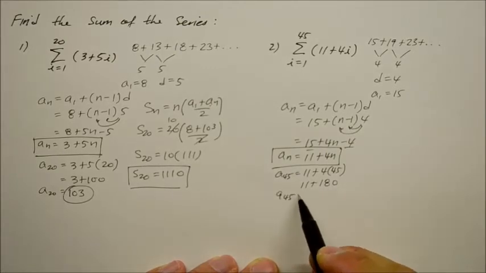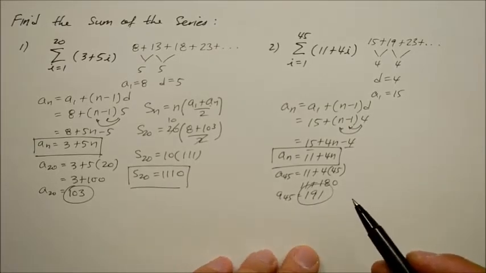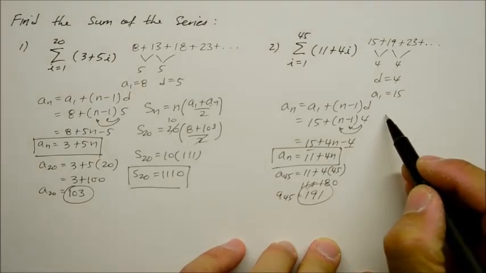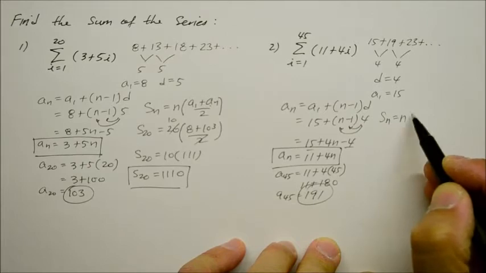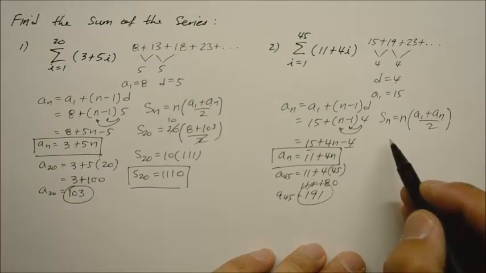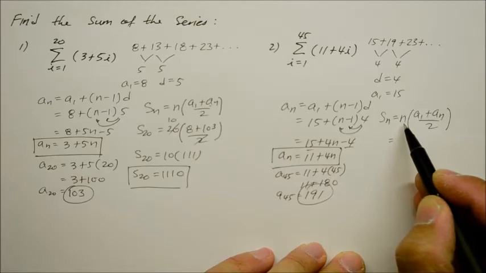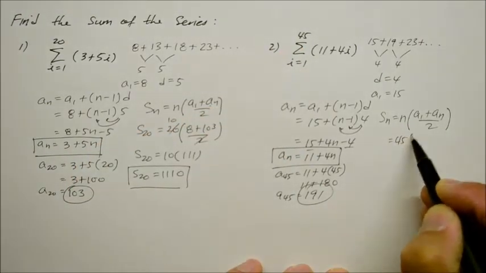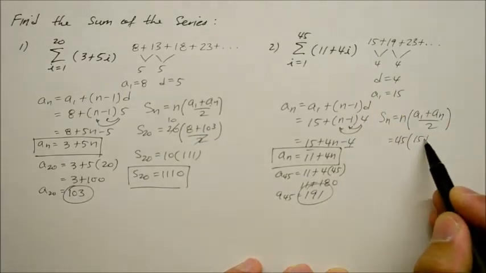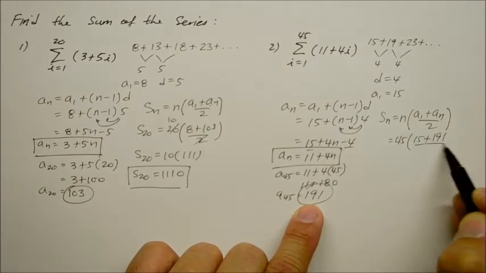And so the 45th position number, 11 plus 180, is going to be 191. Good. So now we could use the sum of finite arithmetic series rule, which is written as S of n is equal to n times a sub 1 plus a sub n divided by 2. And so we're trying to find the sum of the entire series. So the n, in this case, is going to be the 45th, the last one, times the initial number, a sub 1, is going to be 15, plus the last number, the 45th position, is 191, and we're going to take the mean of that.